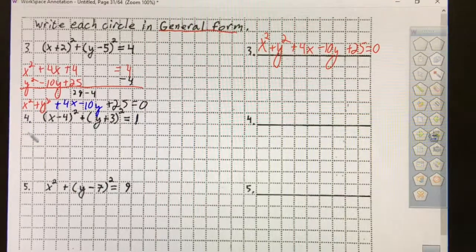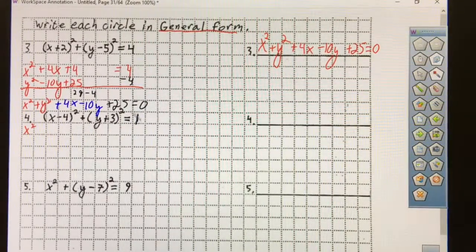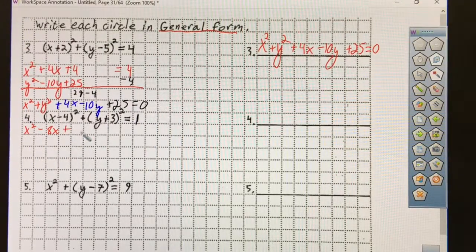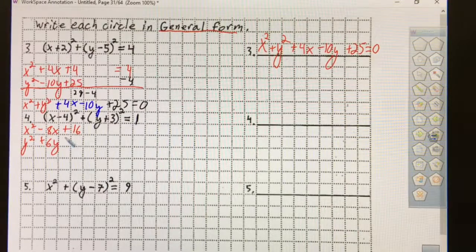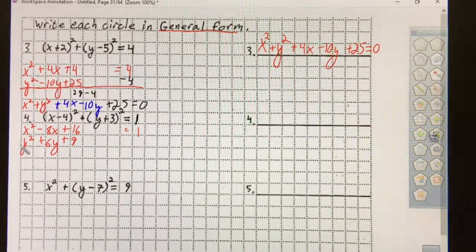Same thing for this. I'm going to FOIL it out. That's going to give me x squared minus 8x plus 16. Going to FOIL that out. That's going to give me y squared plus 6y plus 9. You double that to get the 6y. You square that 3 to get the 9. Equal to 1. I'm going to do my arithmetic bar.